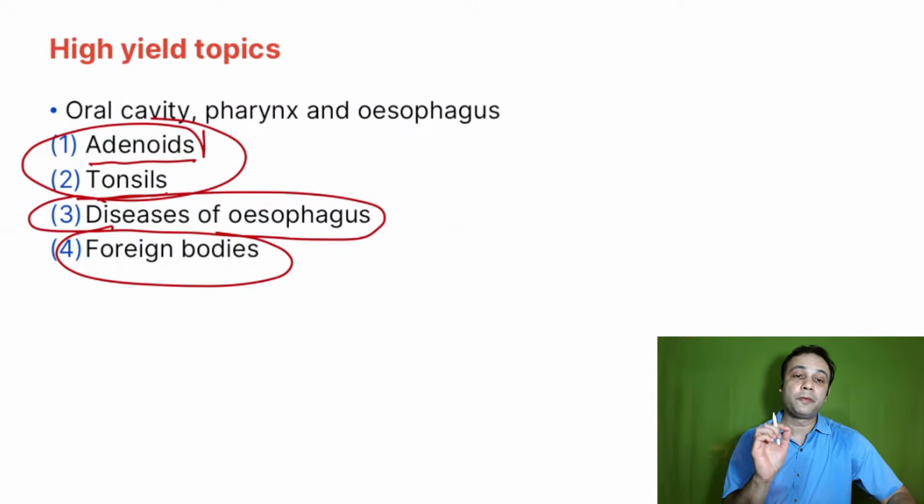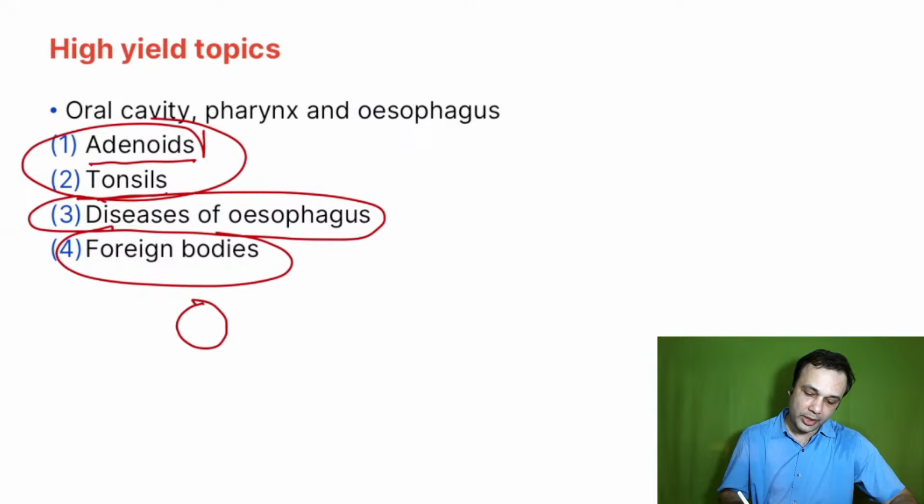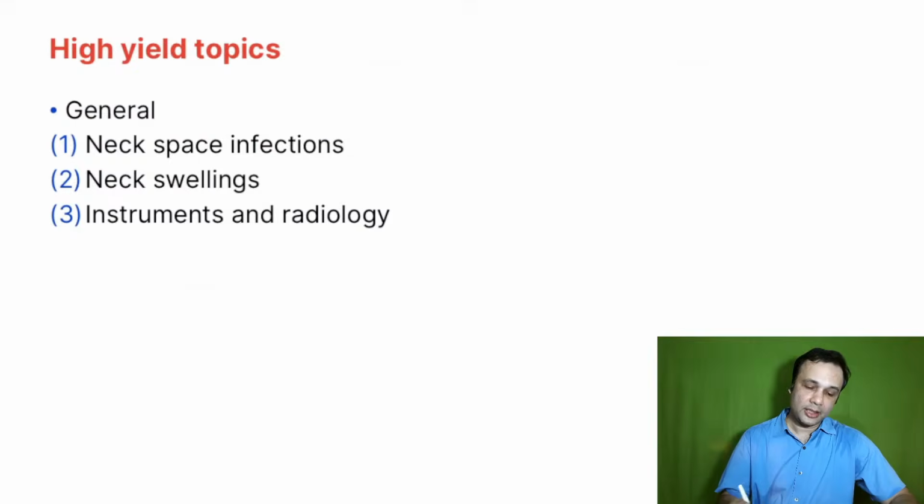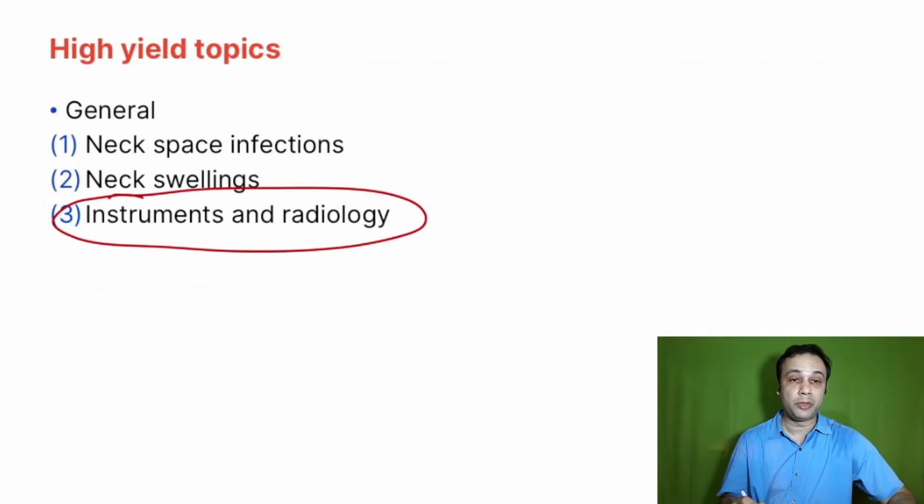So you need to differentiate between a button battery and a circular foreign body, most commonly a coin. A coin will usually be circular, whereas a button battery will have a double ring appearance. So remember, when you look at the radiology as well, look at this particular image properly so that you are able to visualize this. As far as other general topics are concerned, instruments and radiology are now coming up.